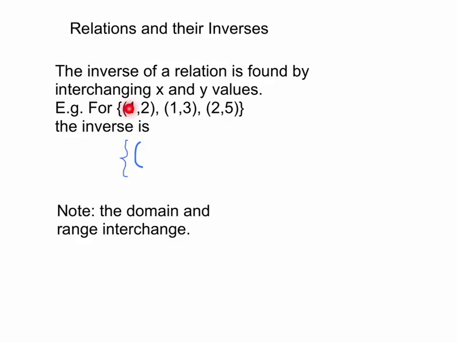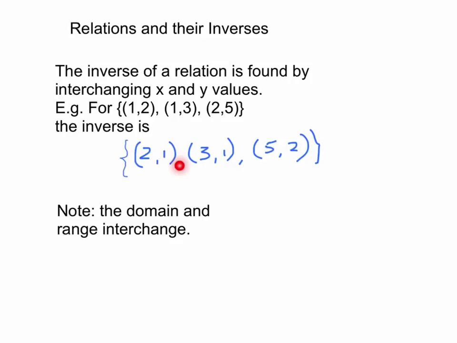So (1, 2) becomes (2, 1). And then the next one becomes (3, 1). And the next one becomes (5, 2). Just a little thing about notation: make sure that you have two numbers separated by a comma within the brackets, that's 1 point, and that you separate each of these points with commas as well.